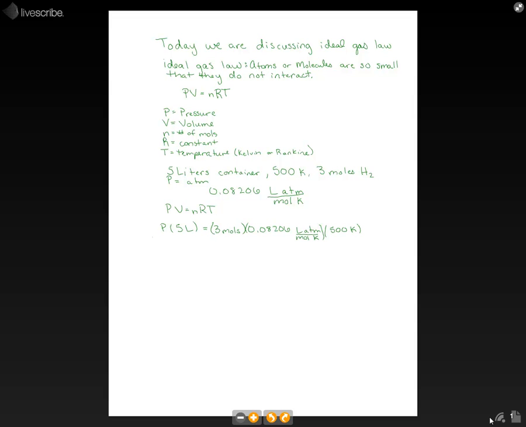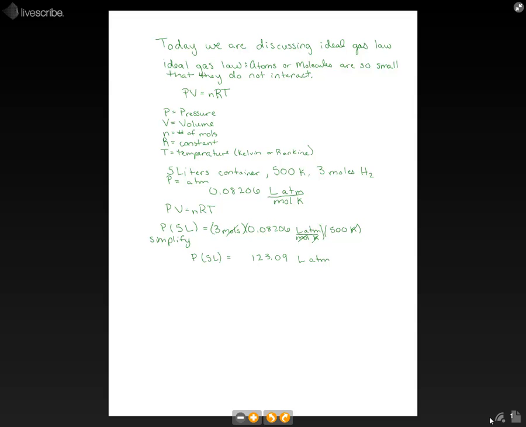Now we're going to look through this and we're going to simplify it. And first we're going to cancel out our units. So we can see Kelvins will cancel here. We can see our moles will cancel here. So now we can do the multiplication. So we have 3 times 0.08206 times 500. And that's going to give us 123.09. And the units we have left is just liters atmospheres. Right? And that's still just going to be equal to P times 5 liters.